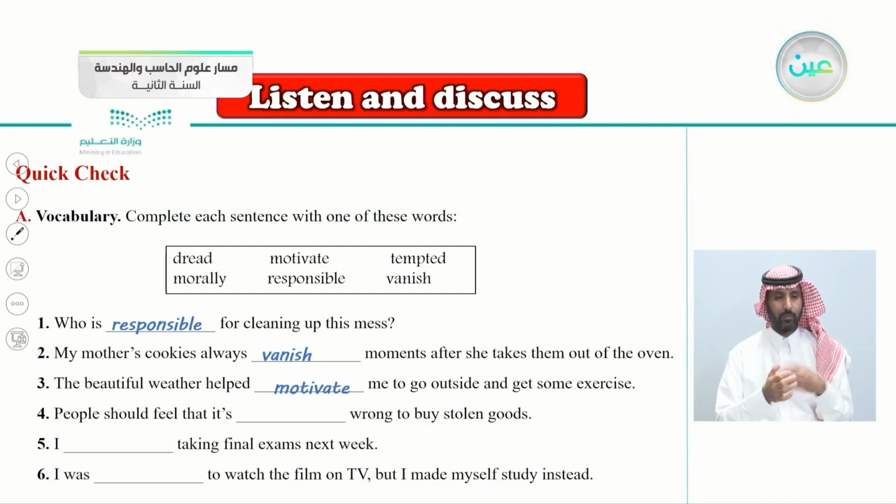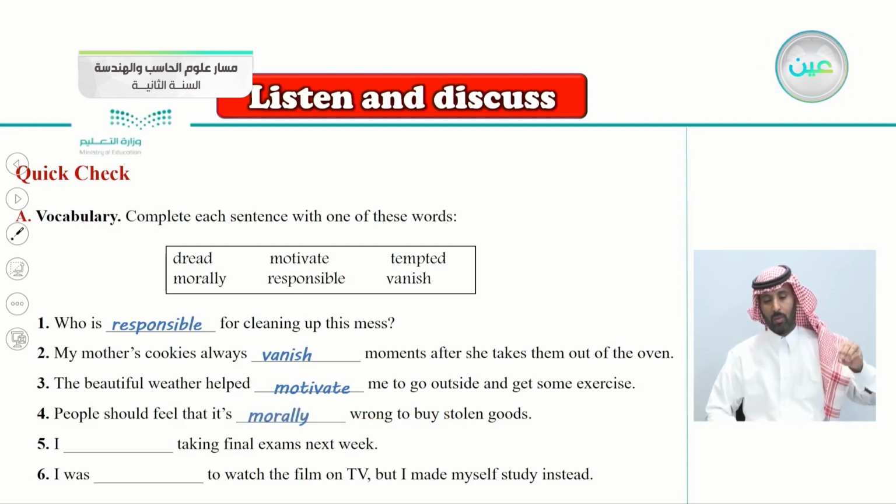Number 4, people should feel that it's wrong to buy stolen goods. People should feel that it's wrong to buy stolen goods. So what do we say here? Yes, morally wrong to buy stolen goods.